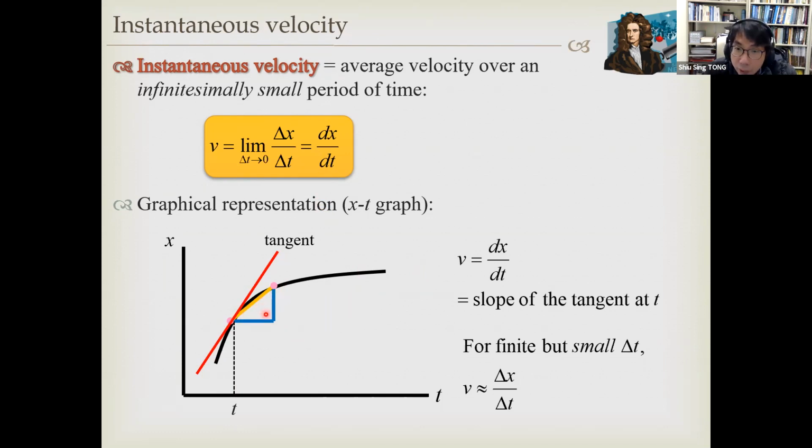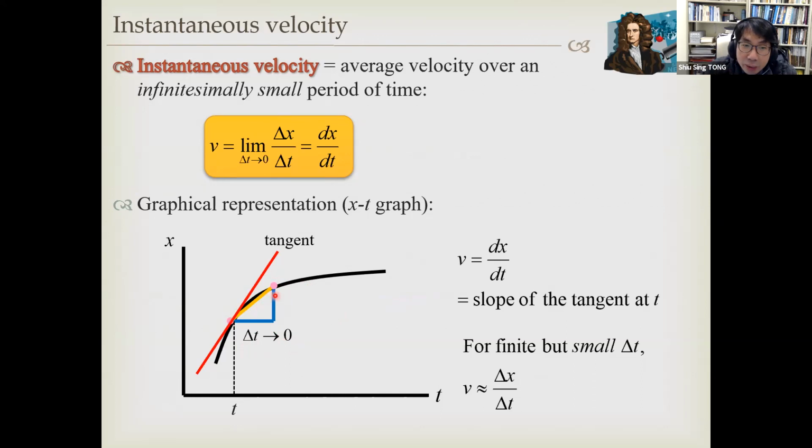Okay. Now imagine my delta t tends to zero. When delta t tends to zero, this point is getting very, very close to the original point. The two points are getting closer and closer together, because now we consider a very small time interval. So the point here is getting closer to this point. The two points are almost merging together.